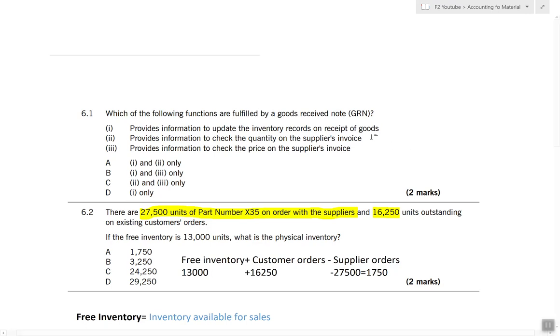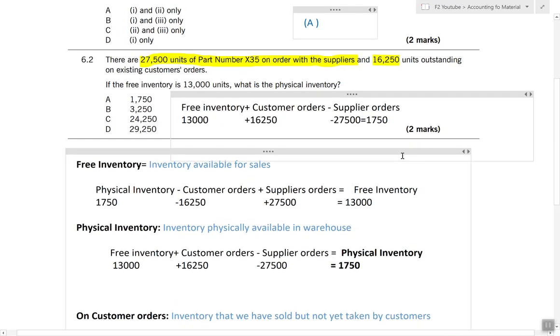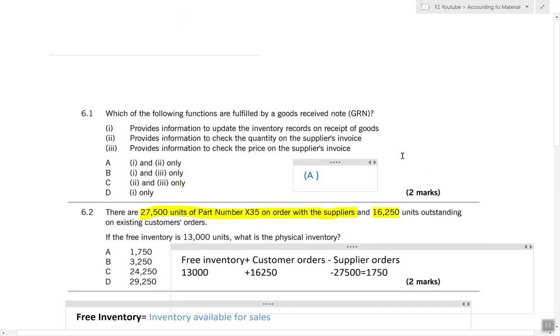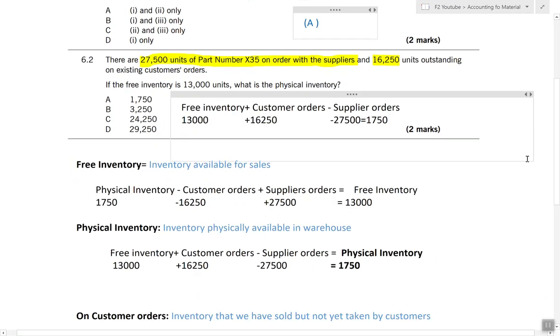So, provides information to update inventory records on receipt of goods, provides information to check the quantity on supplier's invoice, provides information to check the price on supplier's invoice. Remember, warehouse is not responsible for price, it is only responsible for quantity and quality. So only 1 and 2 would be the purpose of goods received note. So topic wise, it is enough. Small things that are there, I will explain in the kit questions. So let's move to kit questions.